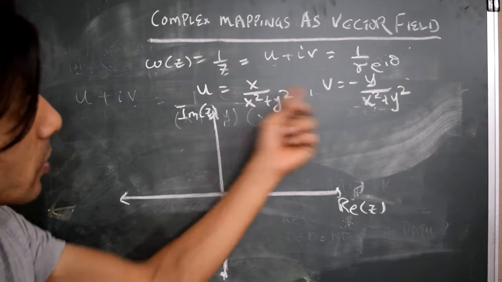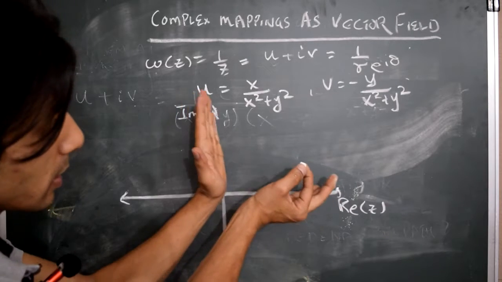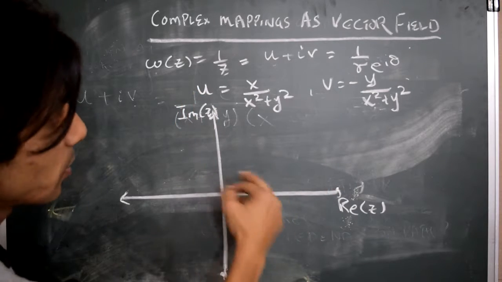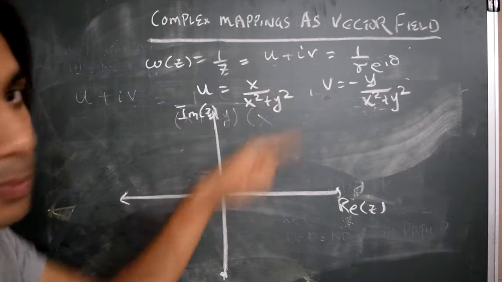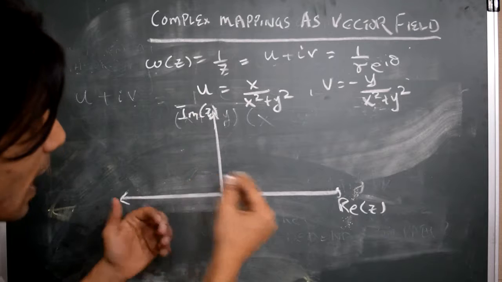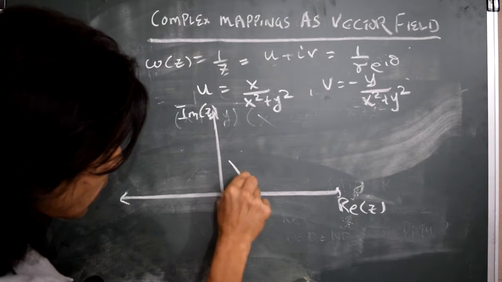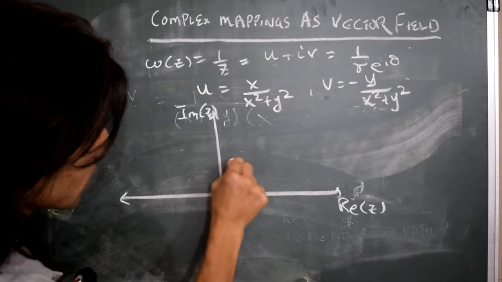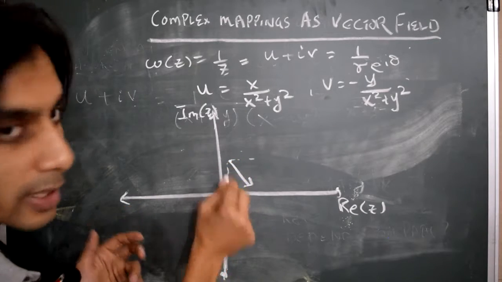The direction we can notice from the u and v components here. So if we are in the first quadrant where x and y are both positive, then we can see that v is negative, whereas u is positive. So the direction of the arrow will be something like this. So let's say we are somewhere here, then the direction of the arrow will be something like this, because x is positive, whereas v is negative.